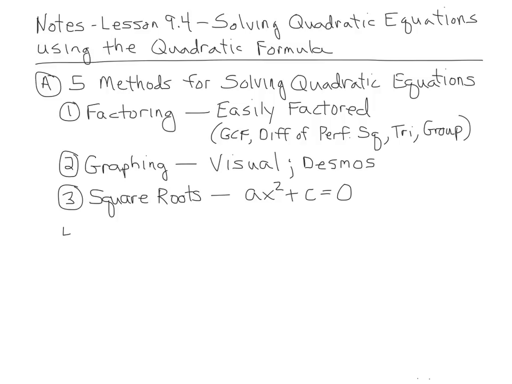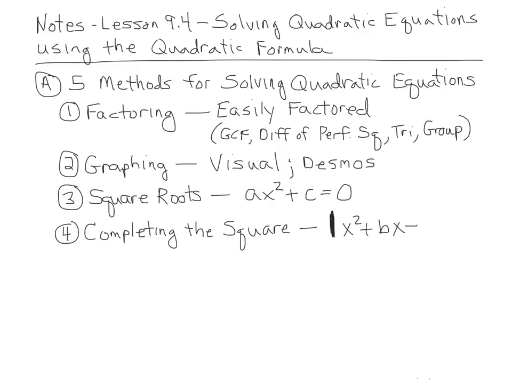All right, the fourth method, we just learned this one, is completing the square. It's kind of a handy-dandy little method, a little bit time-consuming. Completing the square, not too tough, but for completing the square, it has to have a leading coefficient of 1. So it's going to be 1x squared plus bx plus c equals 0. So you need a leading coefficient of 1.